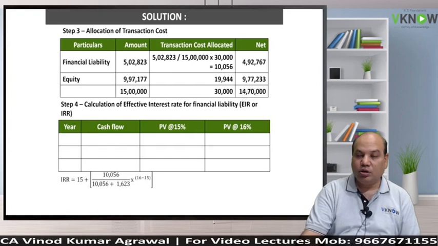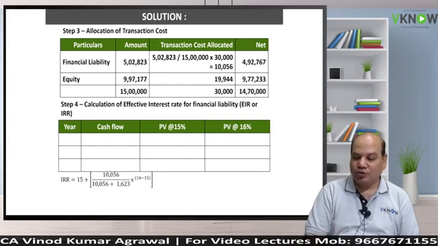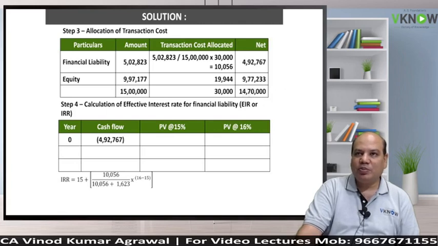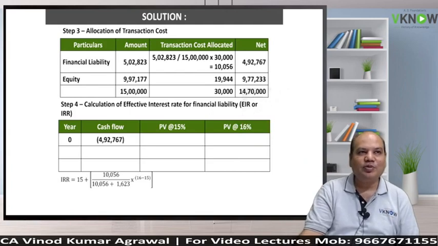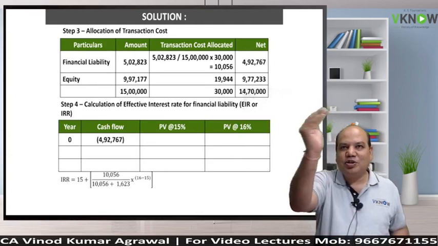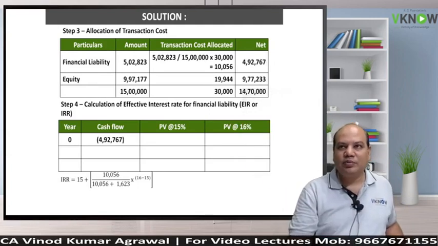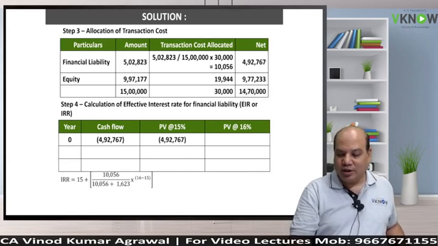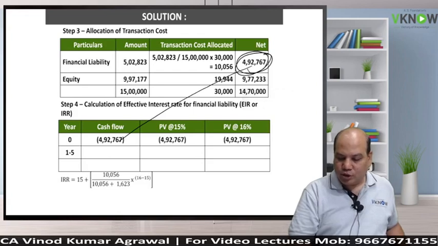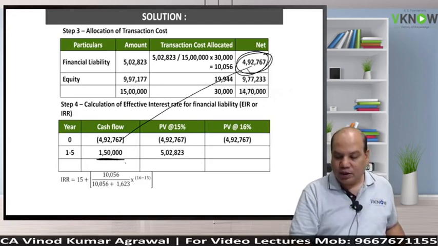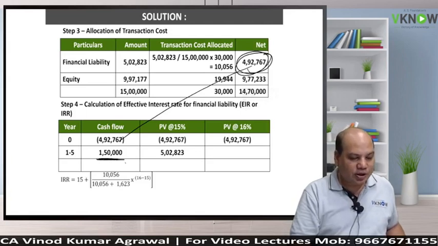And then because your liability got revised, your EIR will get revised. So my answer will be a little more than 15% now. Already at 15% we had calculated 5,02,000, but because the value has gone down, the rate will go up. There is an inverse relationship between discount rate and present value, so if present value has gone down, the discount rate has gone up. Take 15% and 16% as your beginning rate and ending rate. Year 0, 492,767 I will take, the revised figure. 1,50,000 is the coupon payment. At 15%, 5,02,823. Check, I think it was already there in the previous table.